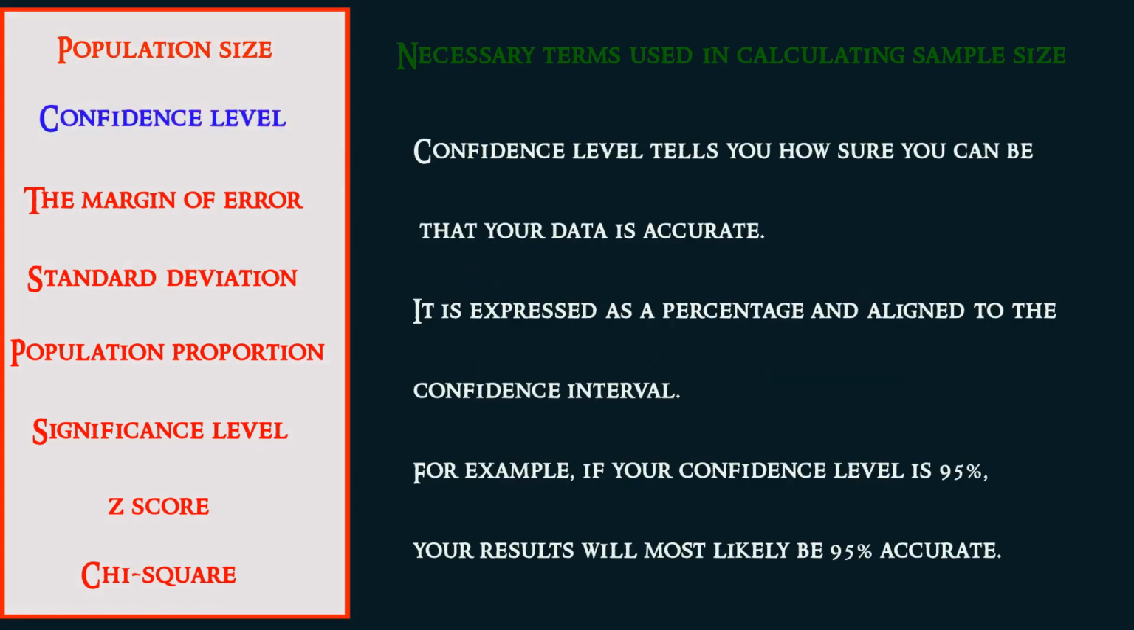Confidence level. It is the percentage that reveals how confident, sure, or accurate the researcher can be that the population would select an answer within a certain range. It determines how certain the researcher can be of their results. A higher confidence level requires a larger sample size. For example, if your confidence level is 95%, your results will most likely be 95% accurate.